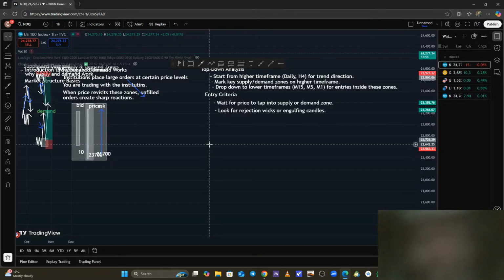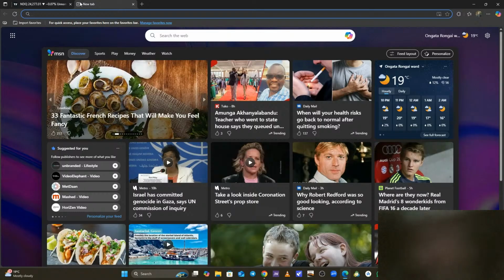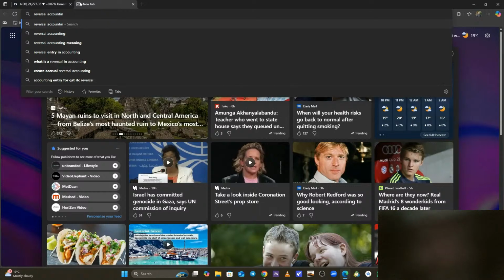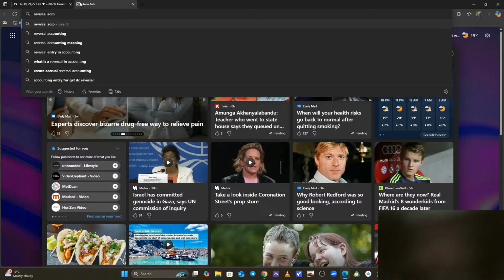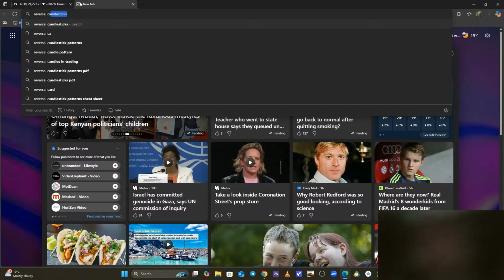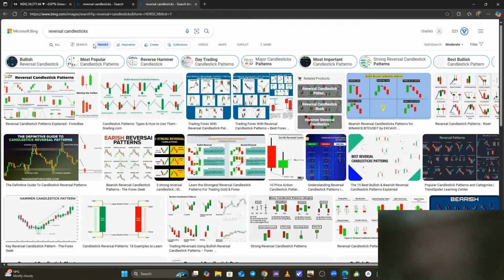Number two is using candlestick patterns. There are a lot of candlestick patterns that you can use. Even if you just go to your browser and search reversal candlesticks, then go to the images, you'll see a lot of them. There are a lot of reversal candlestick patterns.